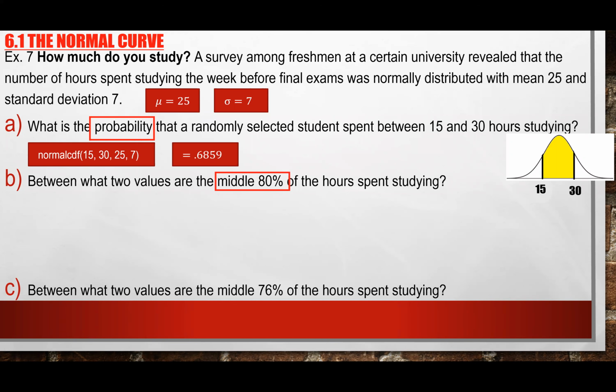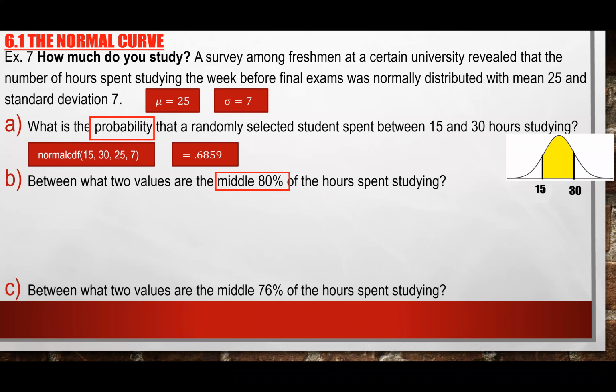If I plug it in, you get 0.6859, meaning roughly 68.6% of the students spend between 15 hours and 30 hours studying the week before the final exam. Okay, so that is the idea in terms of this problem. If you look at this problem, they can ask you both items. How do we determine when to use the normal Cdf versus when to use the inverse norm?